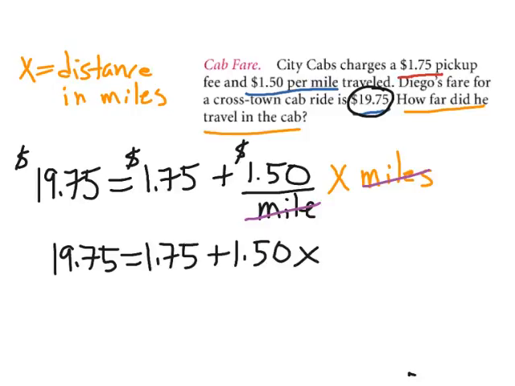Alright, so I subtract $1.75 on both sides. I get 18 equals 1.5x. X is 18 divided by 1.5. Once again, I like my calculator here. 12 miles.